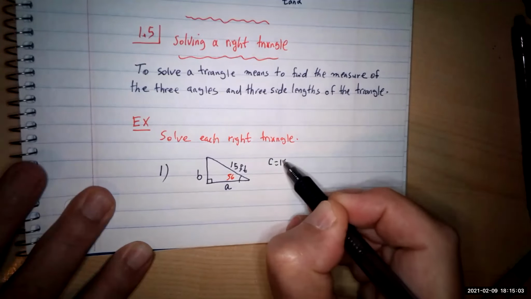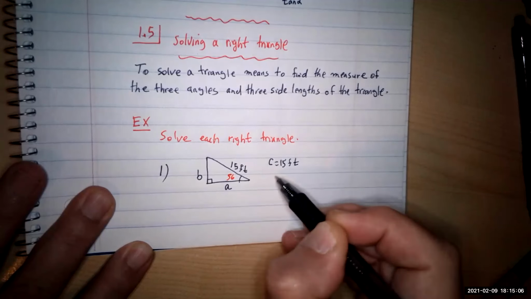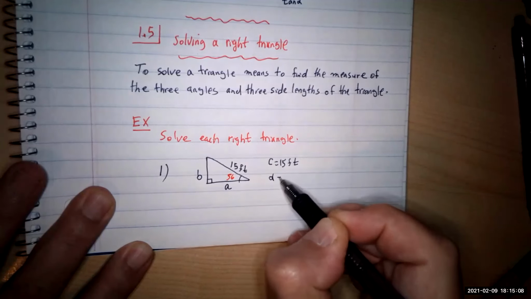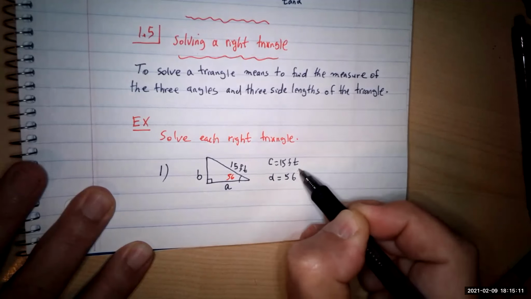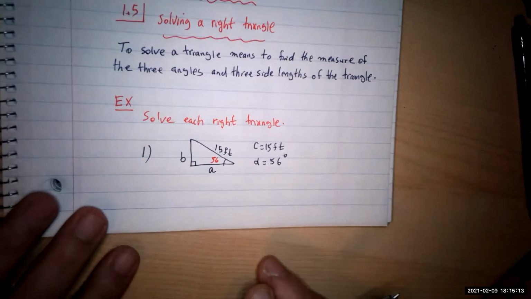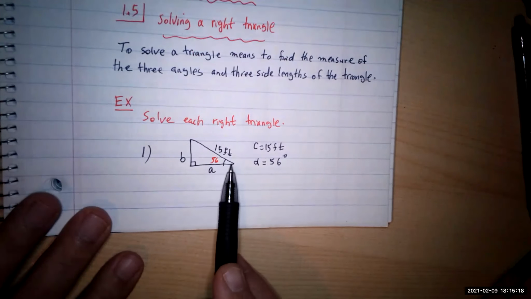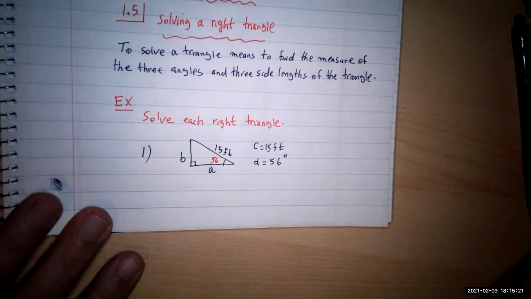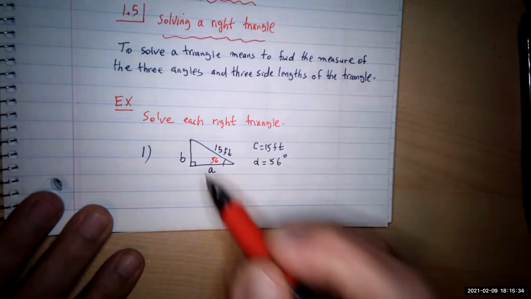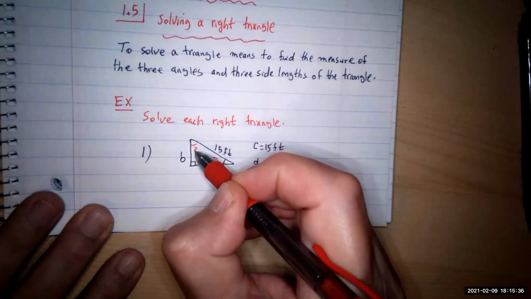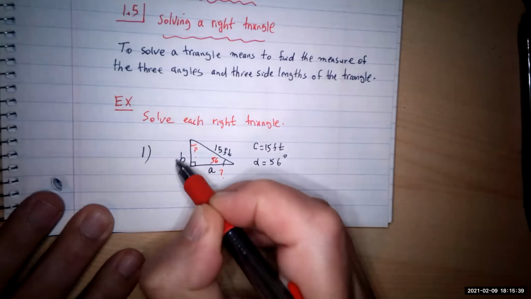C is given to you, which is 15 feet, and one of these angles, alpha, is 56 degrees. They call it case 1 because you have an acute angle, one acute angle and one side given to you. So this is all the information that we have. What you need to find is this angle and these sides here.